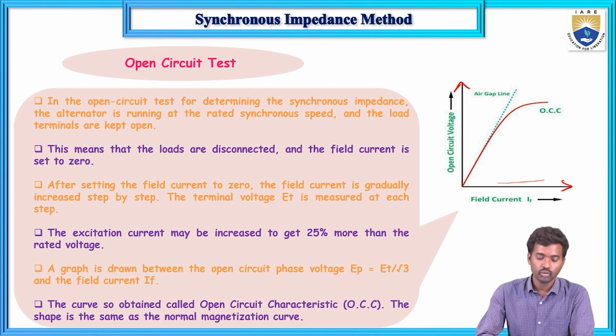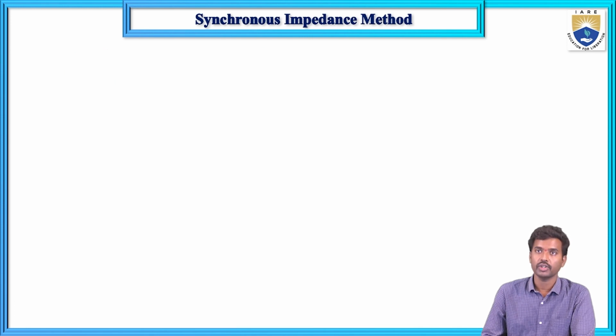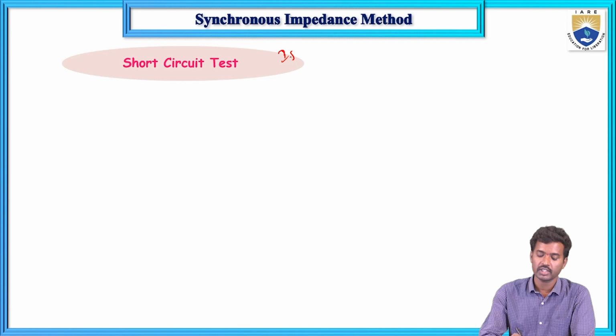So now this is regarding the open circuit test. From the open circuit test, next is the short circuit test. Short circuit test is the same thing, but here in place of armature current with load, the load terminals are short circuited, and we plot armature current versus field current.